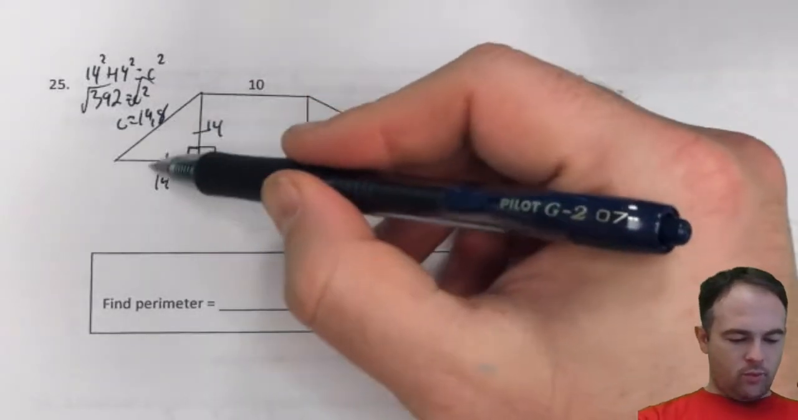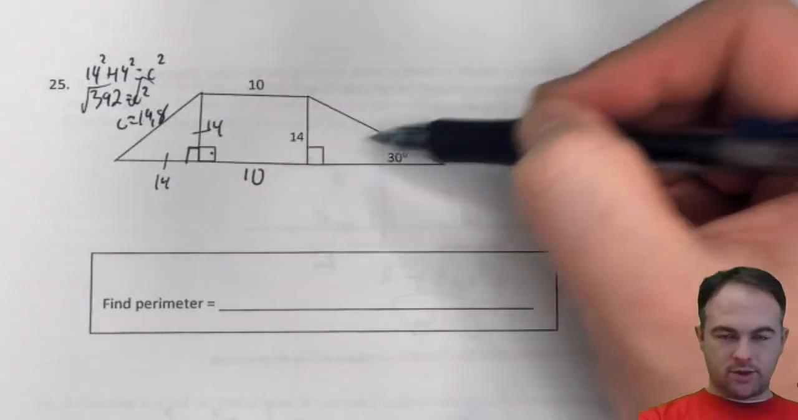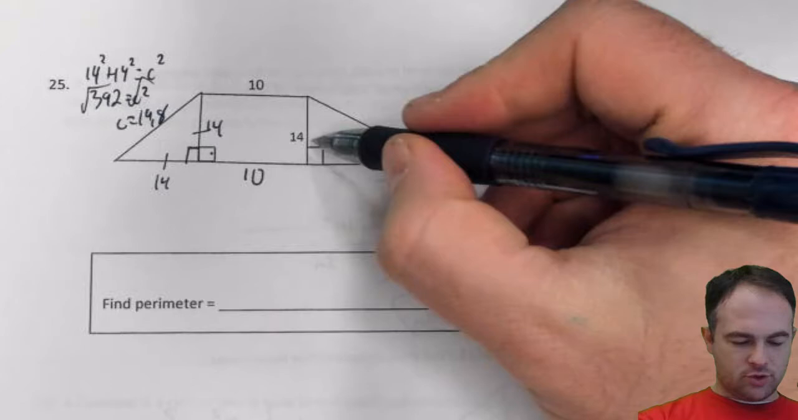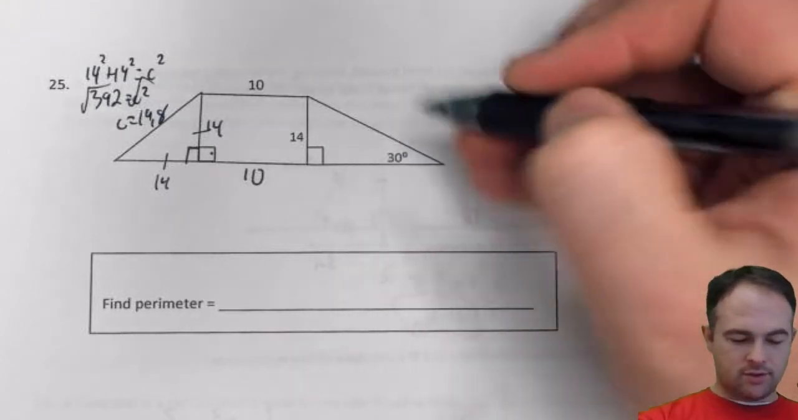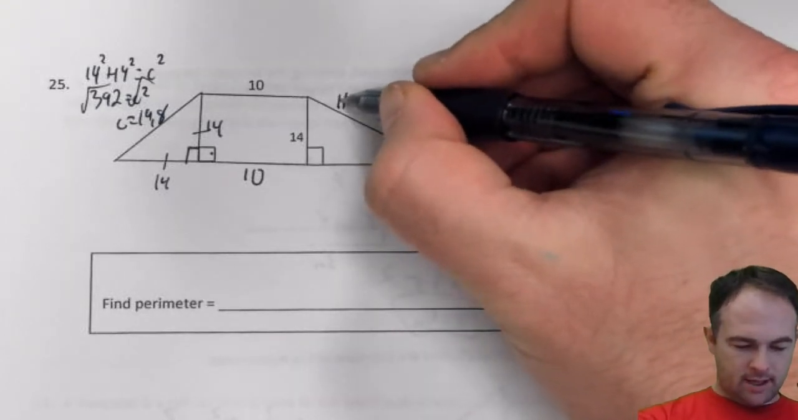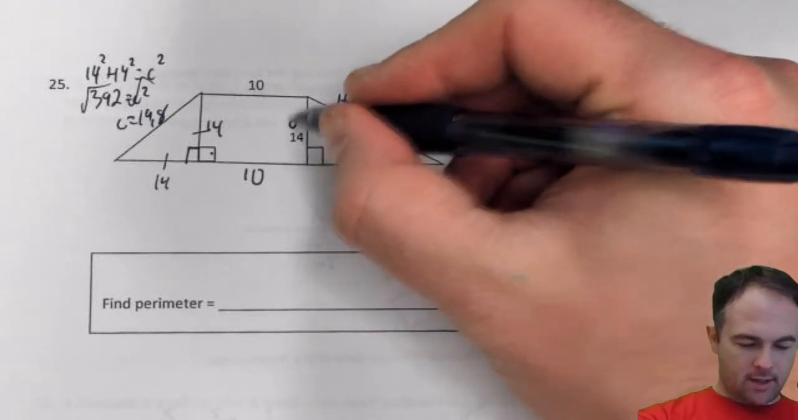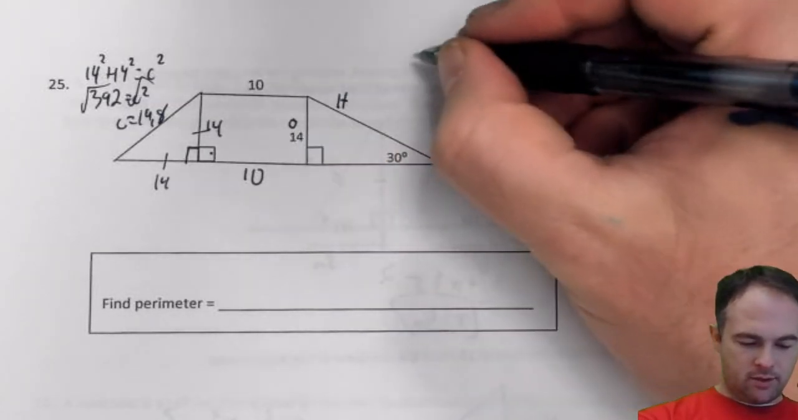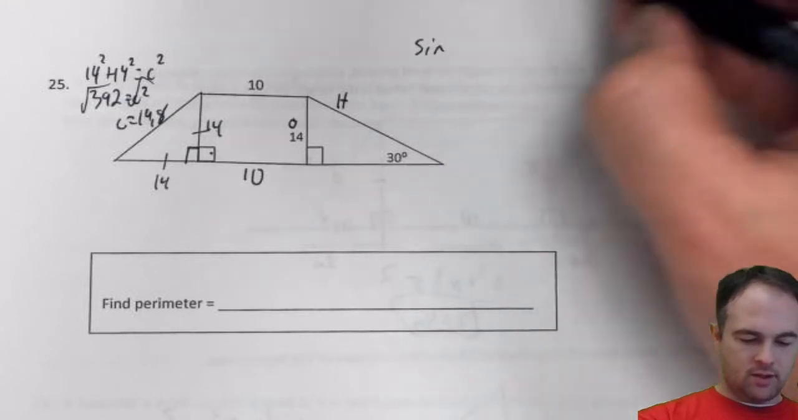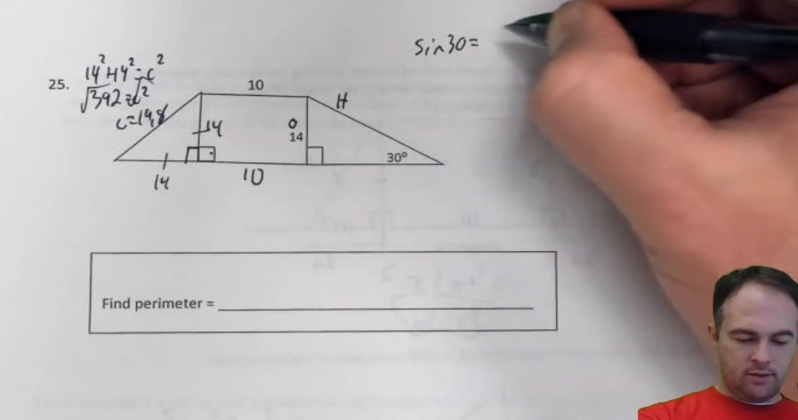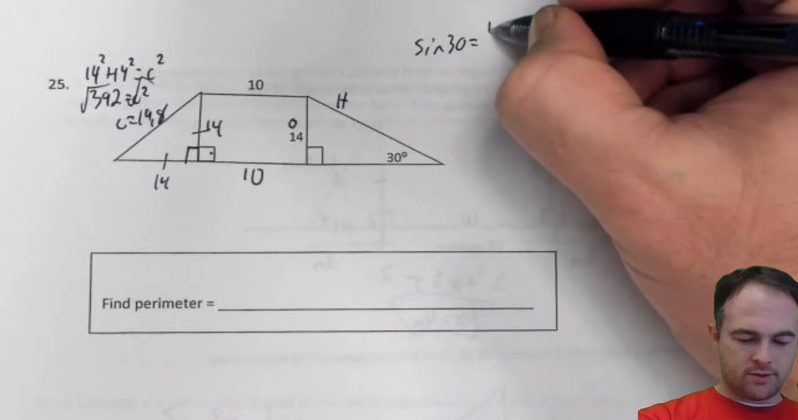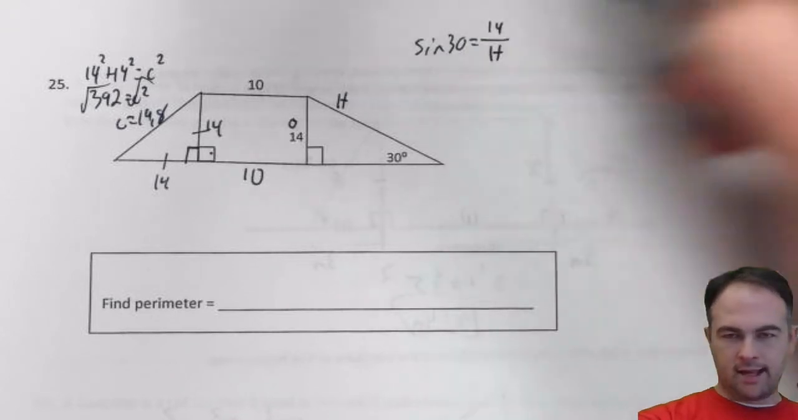Now we have to figure out how long these two sides over here are. We're going to have to do some trigonometry to figure out each of the two. This one is going to be my hypotenuse. This one over here, the 14, is opposite. So opposite and hypotenuse make sine. Sine of 30 equals opposite over hypotenuse, so 14 over h.